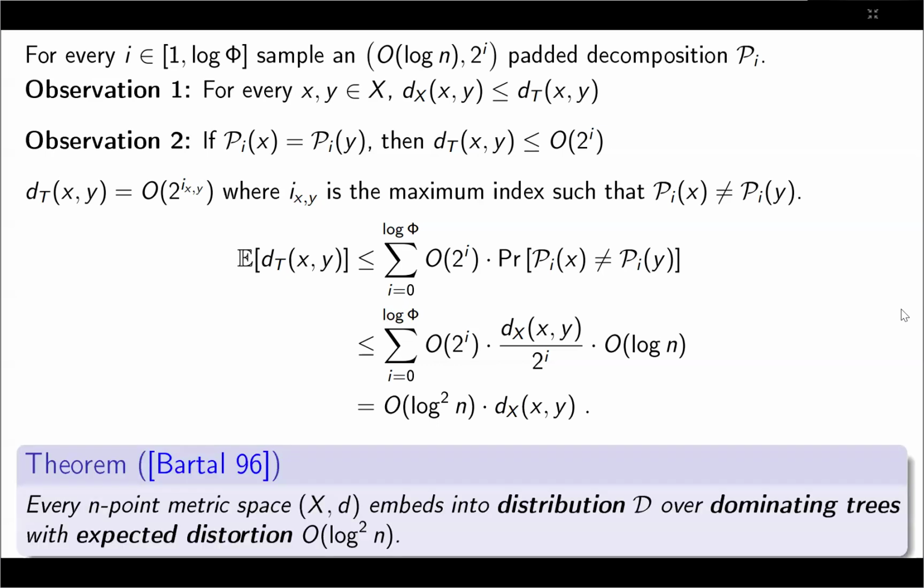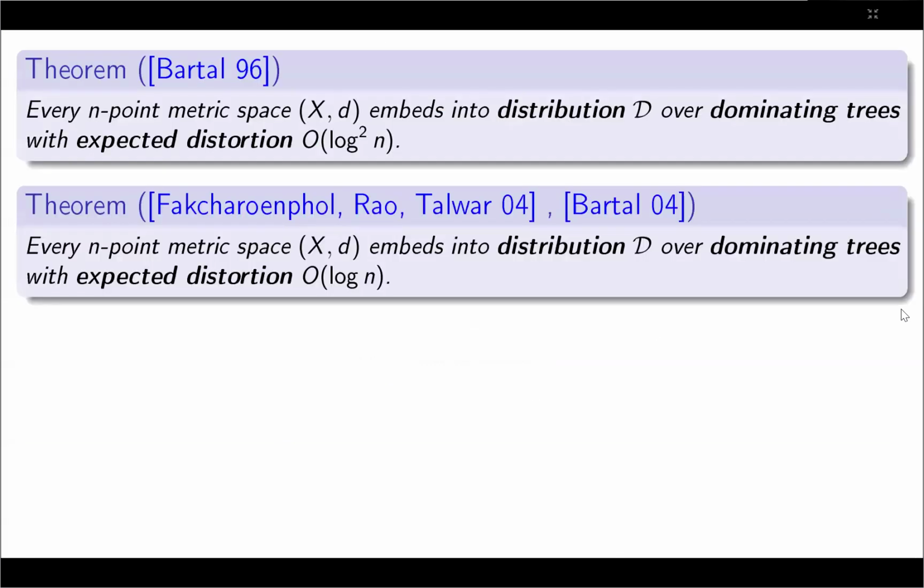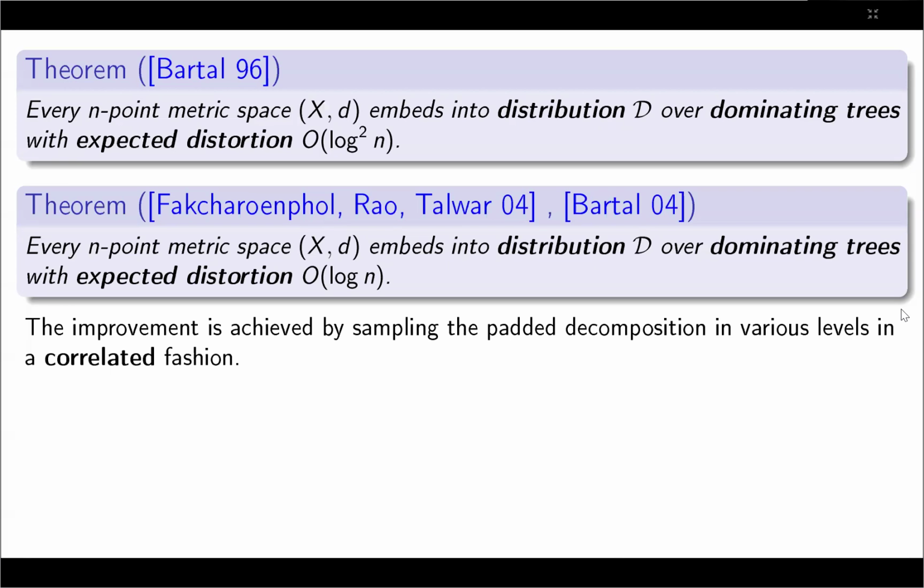And this is the theorem, the original theorem of Bartal, which is the easiest one to generalize to different models, that the expected distortion is just log squared. So this was improved to log n. I will not go over how it was improved because it will take too much time, but the basic idea is to sample the padding decomposition at different scales in some correlated manner. And specifically, the one I told you will work when you sample the permutation instead of radius.